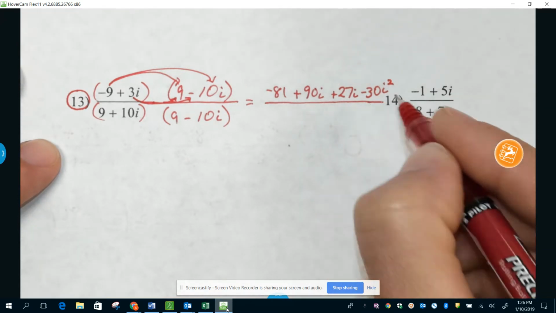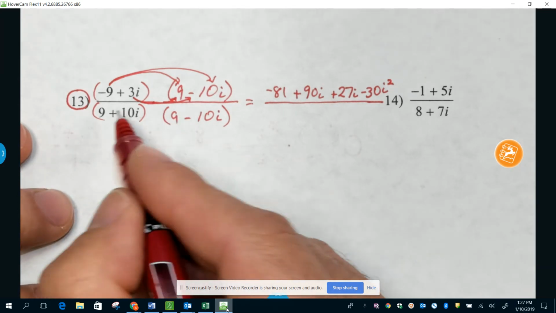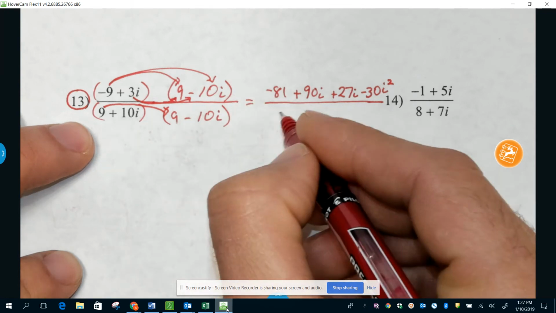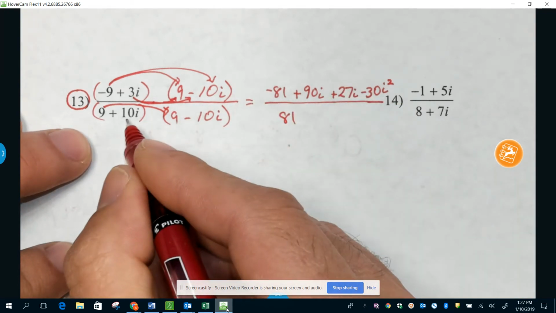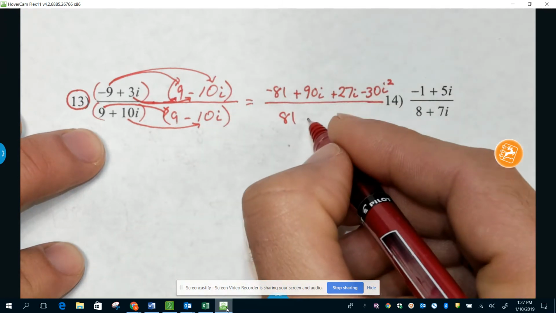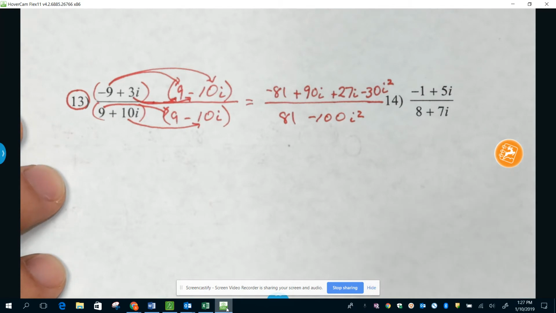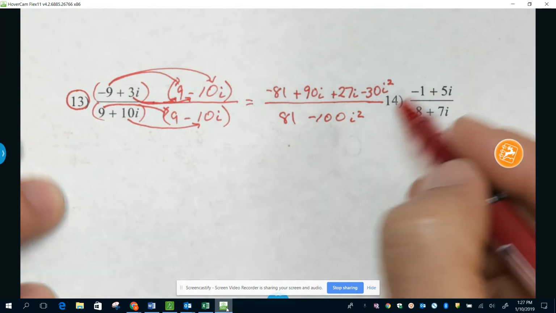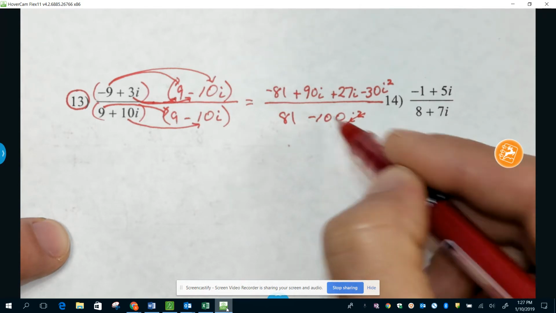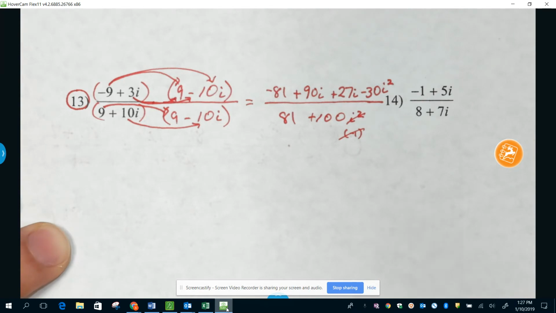Ran out of room. The denominator, remember the shortcut for the conjugate. The 2 middle terms are going to cancel, so we might as well just do the shortcut. The first number times the first number. 9 times 9 gives me 81. And then the last number times the last number. Positive 10i times negative 10i is negative 100i squared. Again, the i squared is actually going to turn into a negative 1. So negative 100 times negative 1 actually turns this whole guy right here into a positive 100.